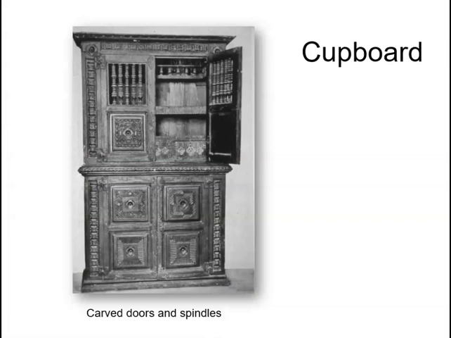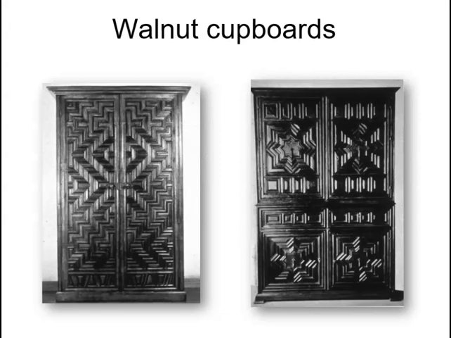Here we're seeing a Spanish Renaissance cupboard, and we see carved doors in a geometric pattern, and then spindles in the upper portion, and then we also have some carved areas here on the vertical perimeter of the piece so that we can see that that also helps to frame the overall design. And here are a few other just exquisite walnut cupboards from the Spanish Renaissance, and they almost seem to be very modern for that time period because of the sharp geometric designs.